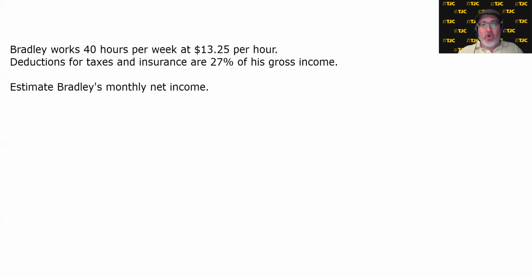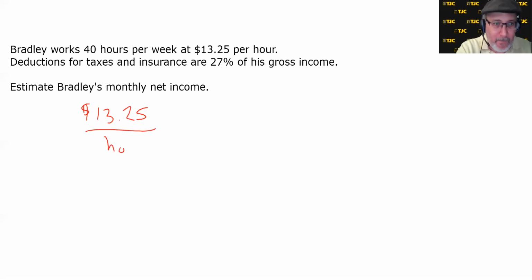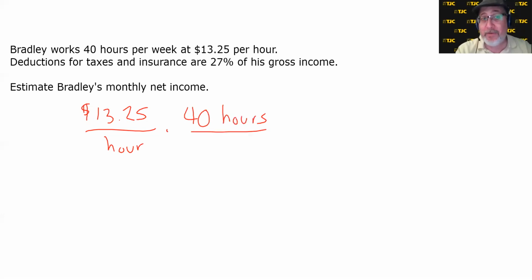All right, so let's see what we can start with. Let's start with how much he makes per week. If he makes $13.25 per hour, and he works 40 hours per week. I think everybody knows you would multiply 40 times 13.25, but I want to show you something kind of neat here. It's called unit analysis.